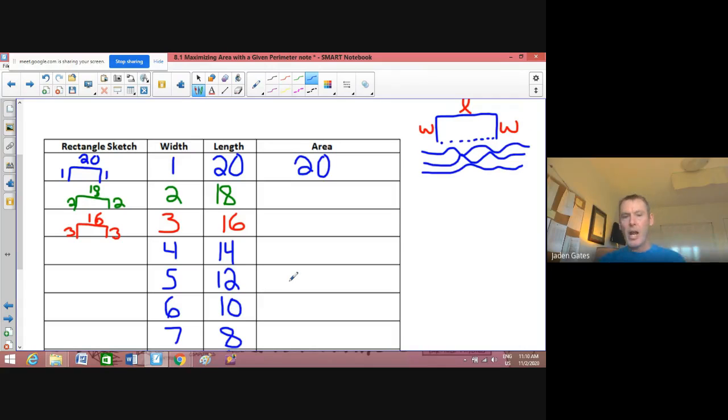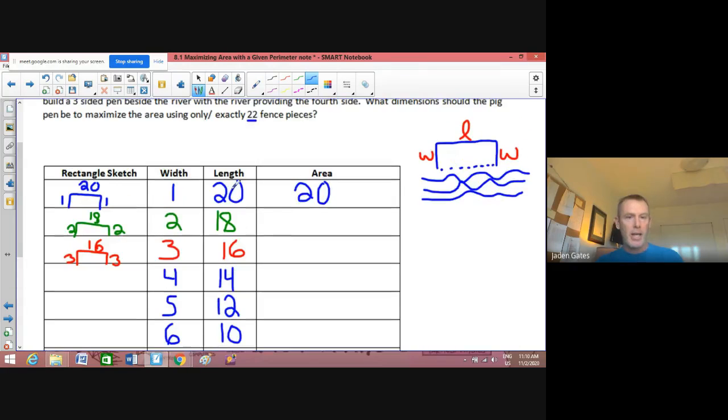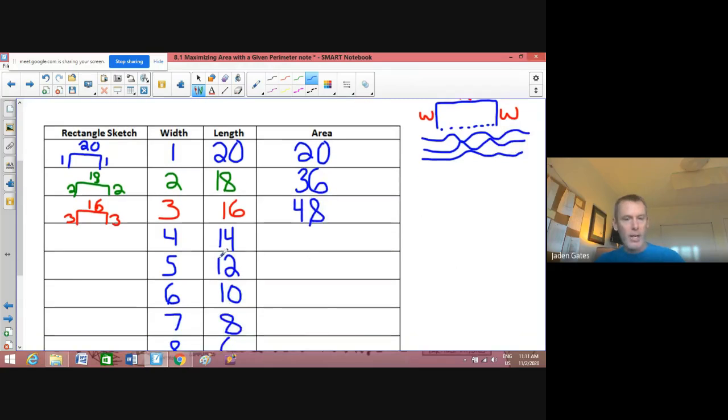Now it's to find out the areas. And so again, length times width or width times length, same thing. 2 times 18 is 36. All right. 3 times 16, I believe, is 48. Again, just use my calculator. 4 times 14, I believe, is 56.